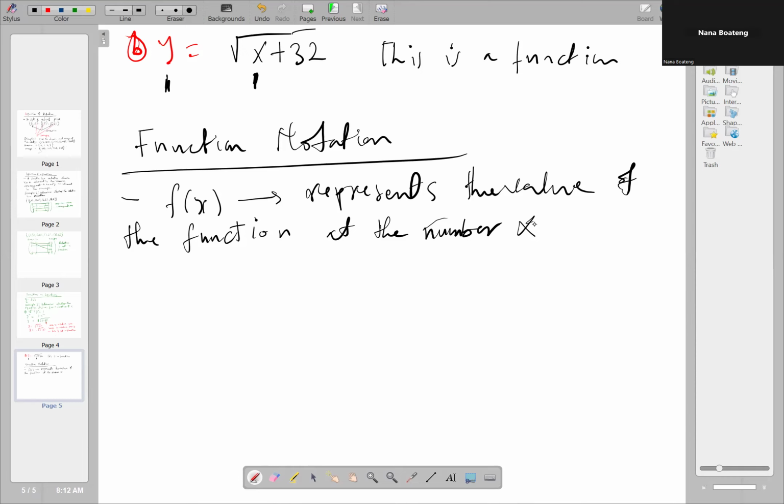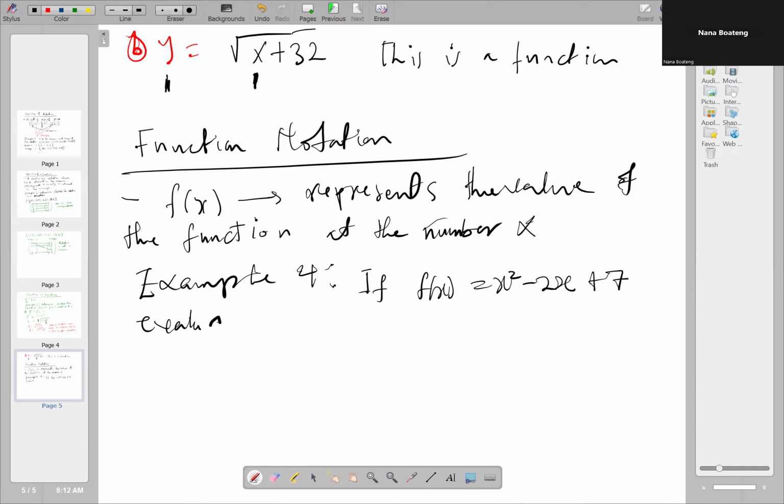Let's look at this example here. If f of x is equal to x squared minus 2x plus 7, evaluate f of minus 5.